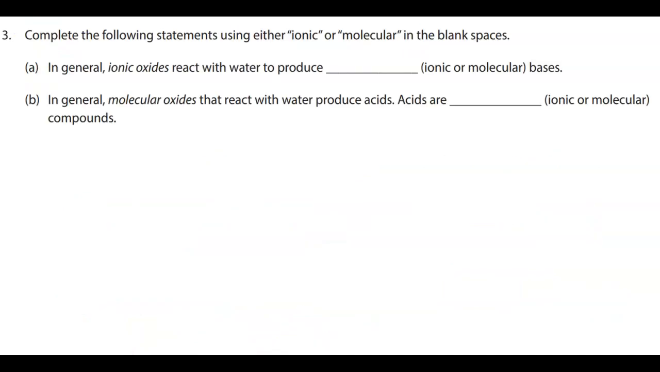Number 3, so it says in general, so we're just going to fill in the blank with either the word ionic or molecular. Of course, you know that molecular is where you have only nonmetals. Ionic, you have a metal and nonmetal. So we have, in general, ionic oxides react with water to produce ionic bases, right? In general, molecular oxides that react with water, acids are molecular. Right? There's no metals in an acid structure.